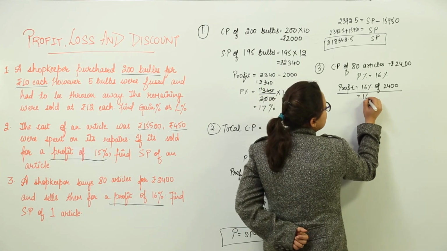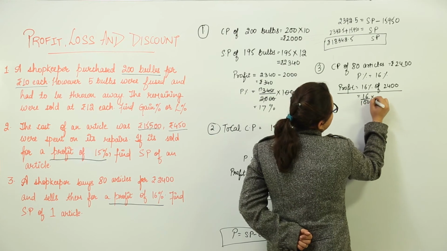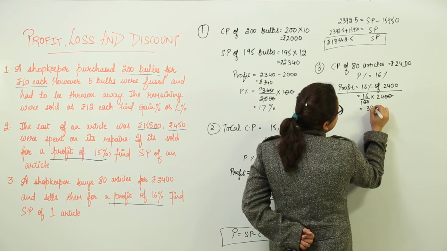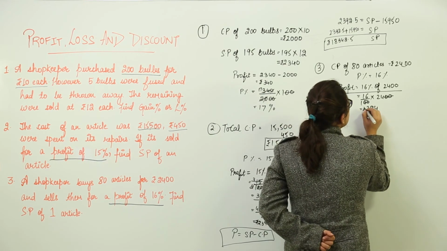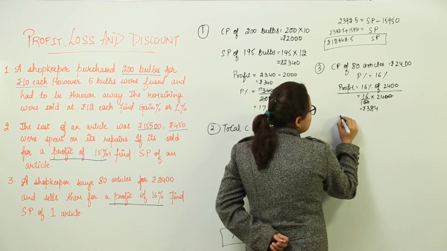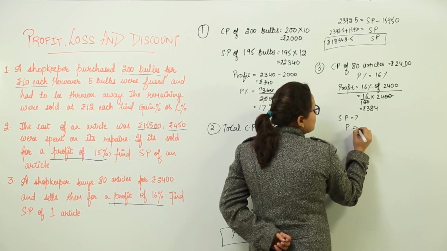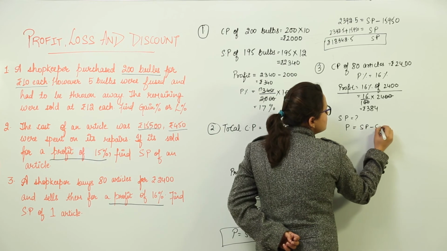So let us find this out. 16 upon 100 into 2400. Zeros get cancelled. We are left with 384. Now this is the profit. The next step is finding the selling price. I told you the formula, profit is equal to SP minus CP.